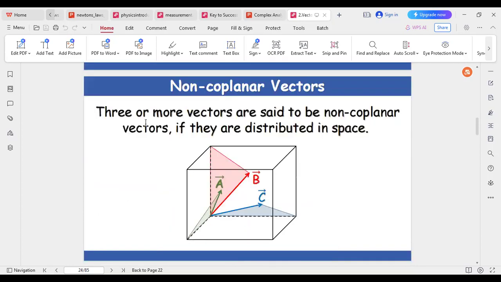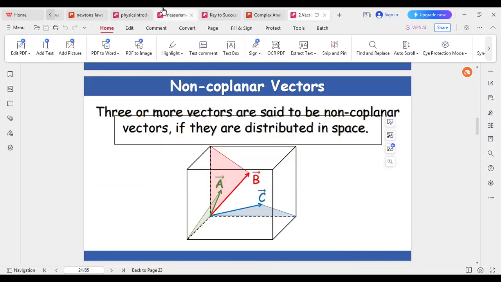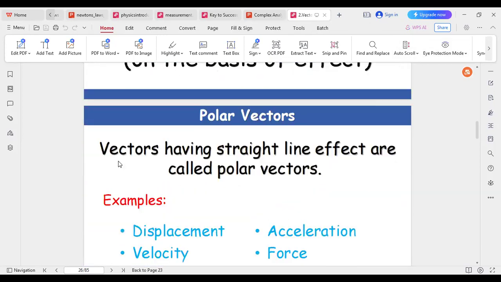Non-coplanar vectors: three or more vectors are said to be non-coplanar vectors if they are distributed in space, not in the same plane. This is the coplanar case, and this is the non-coplanar type.